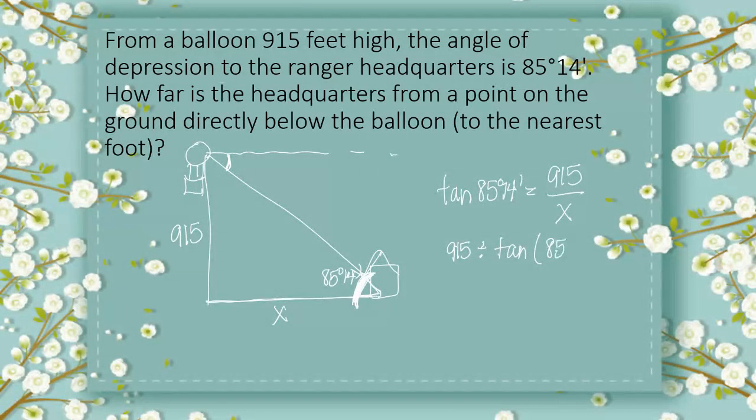tangent of 85°14'. And I'm going to type it into my calculator exactly like this. I'm going to use my parentheses. I'm going to use that degrees and feet button. I'm going to close my parentheses because that's important. And then I'm going to get an answer of 76.298. Again, to the nearest foot. So that would be 76 feet.